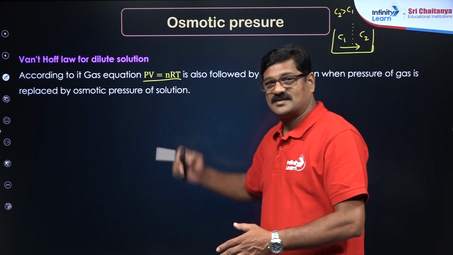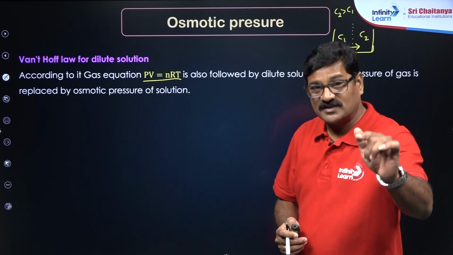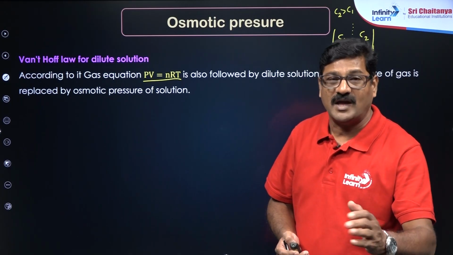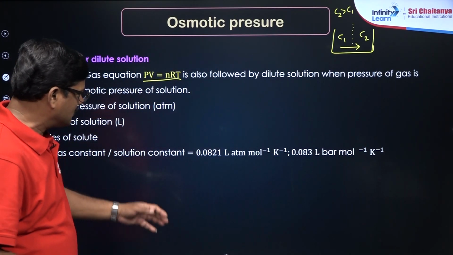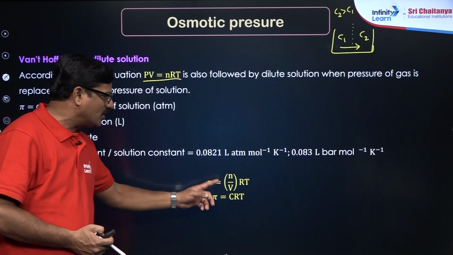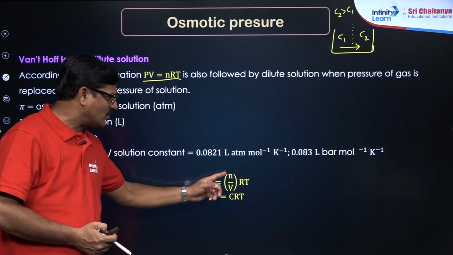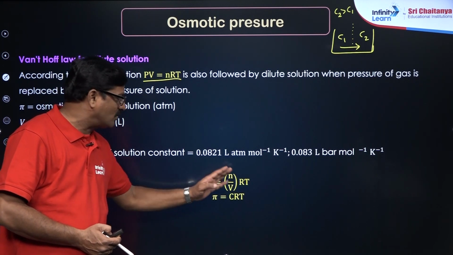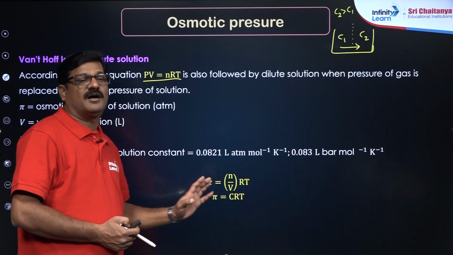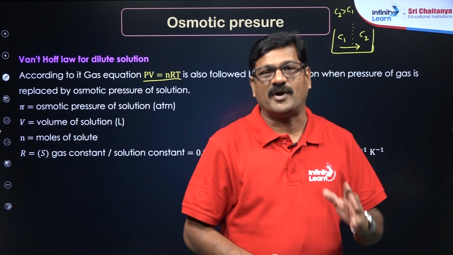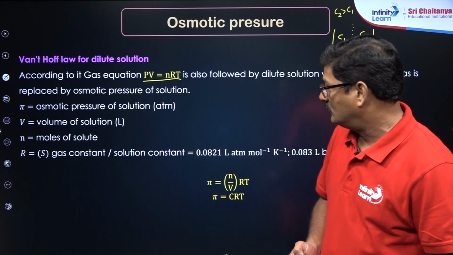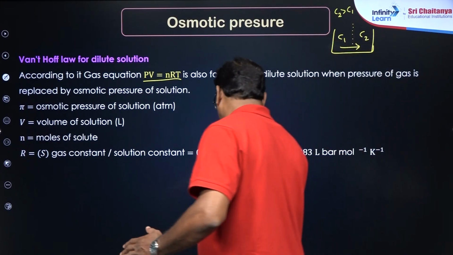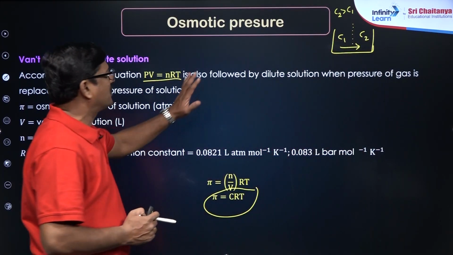So, P is the pressure of an ideal gas. For the solution, you can write P as pi, the osmotic pressure. So, pi is the osmotic pressure that can be given as pi equals CRT, or pi equals n by V RT, or pi V equals nRT. Here the R value is 0.0821 liter atmosphere mole inverse Kelvin inverse. So, this is a very important formula for the osmotic pressure.